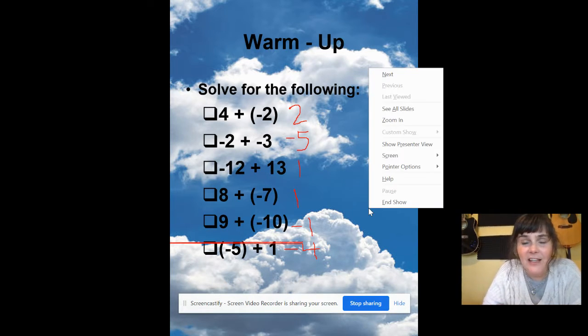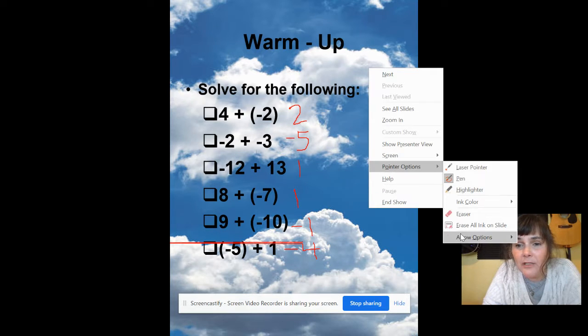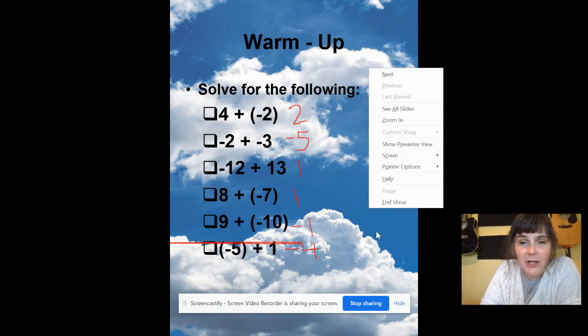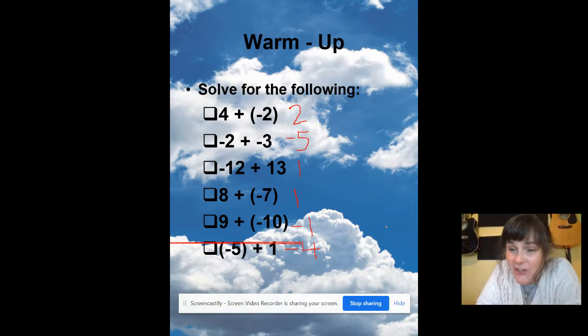Anyway, okay. So if you're not getting those, it's okay. It's really okay. Don't worry about it. You'll get it, okay? A calculator will come in handy.